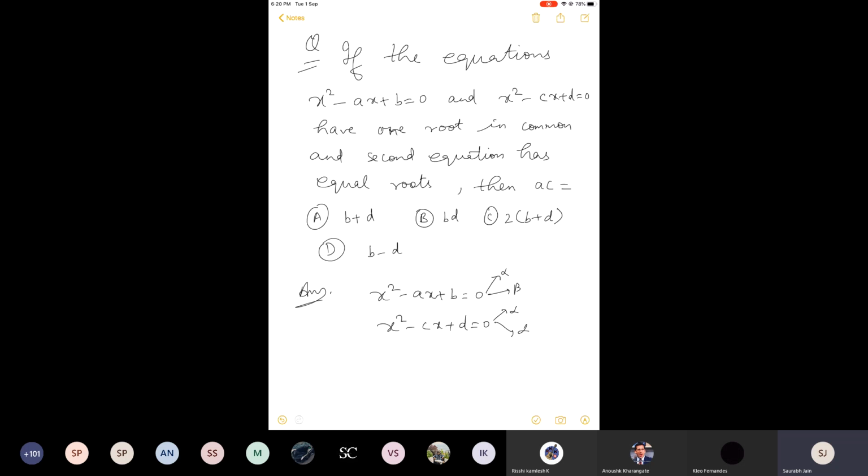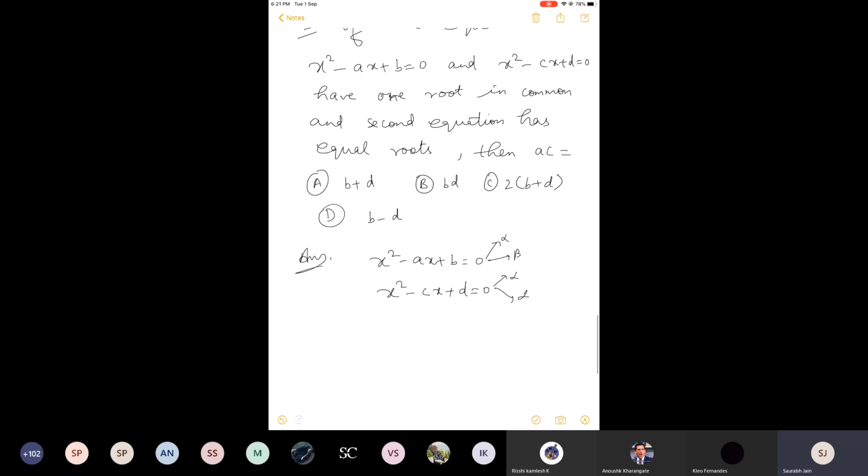If you think that first equation will have roots alpha, alpha and second will have alpha, alpha, it is absolutely wrong. Why? Because both the equations have one root common. That is what is given in the question. For example, second equation can have roots 2, 2 and first equation can have roots 2, 3. So everything is satisfied. Second equation is having equal roots and both the equations are having one common root.